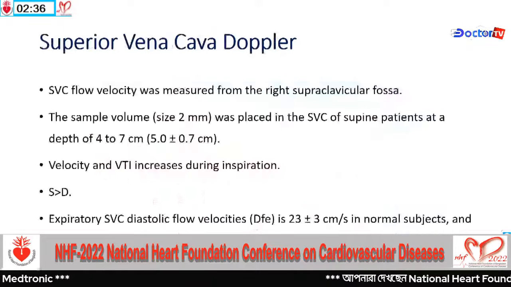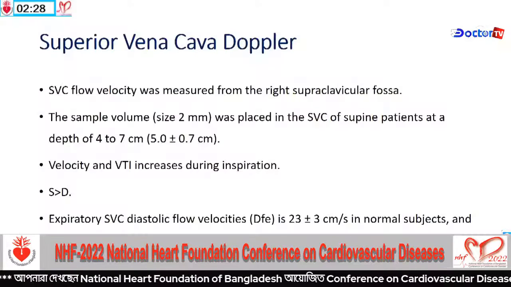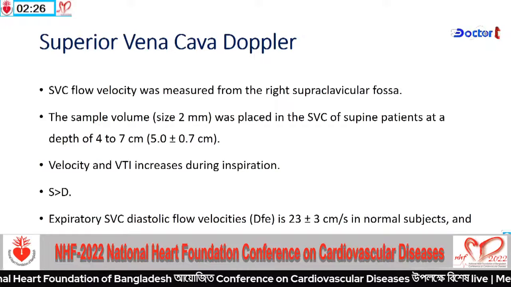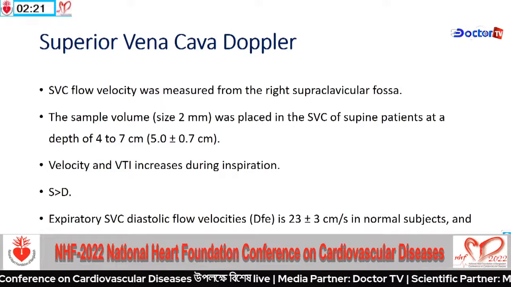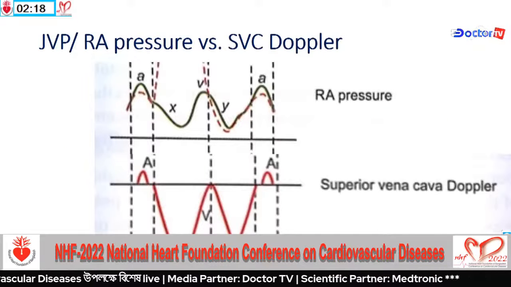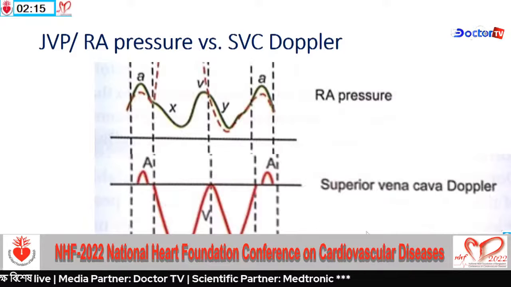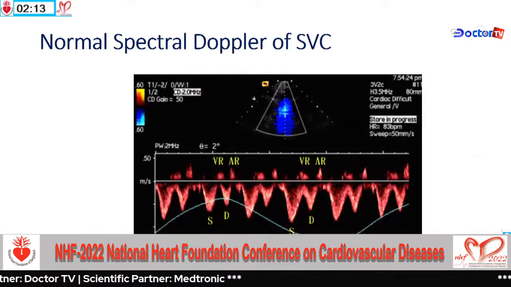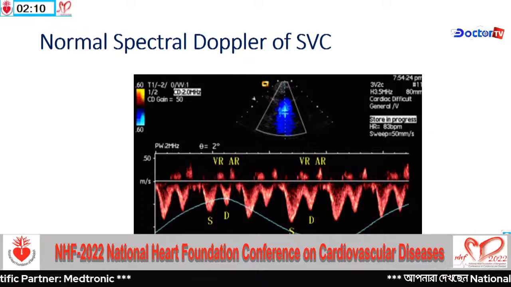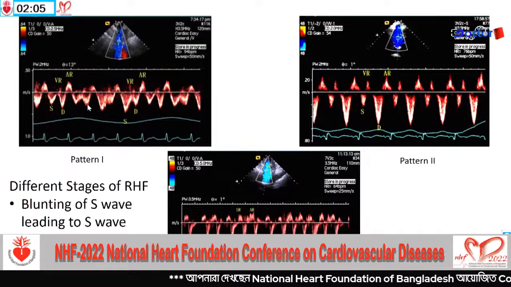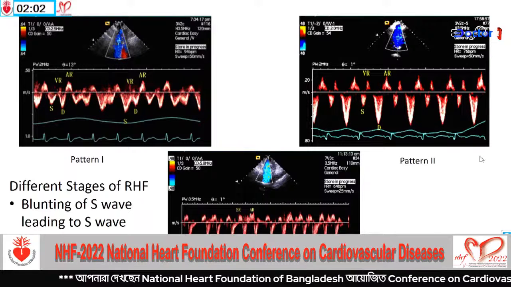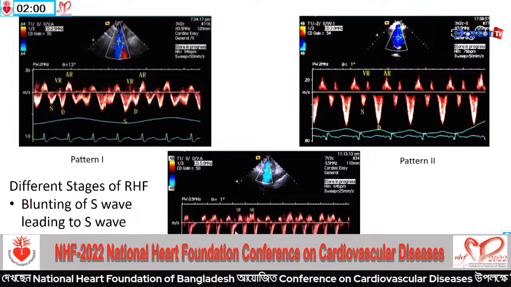And you can also visualize the superior vena cava by means of the suprasternal or supraclavicular view. The wave pattern is almost similar to the hepatic vein. The important point is it is less variable with mechanical ventilation. And by showing these different waves in the superior vena cava, you can diagnose different right ventricular hemodynamics. Like this one, this is a normal SVC spectral flow. In case of RV systolic dysfunction, the S wave and D wave gradually become blunted, the S wave becomes smaller, and ultimately there is reversal.